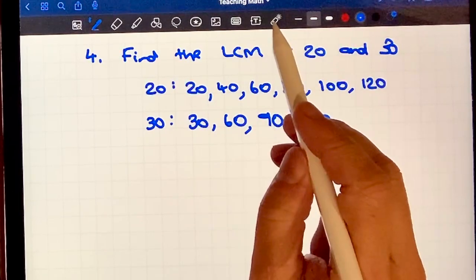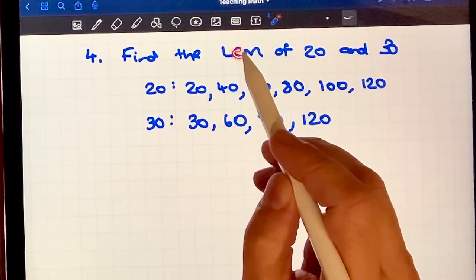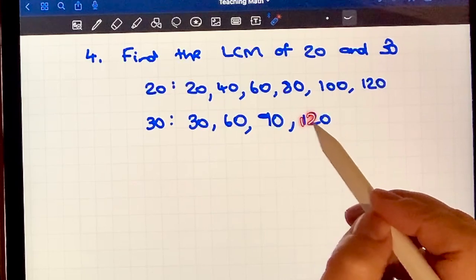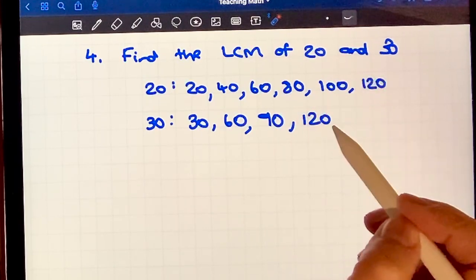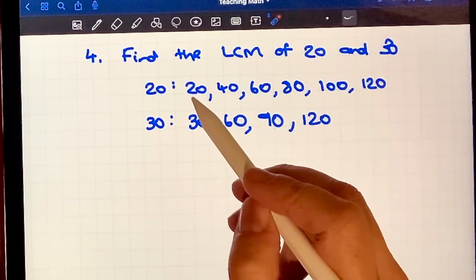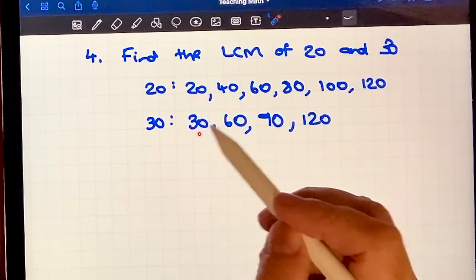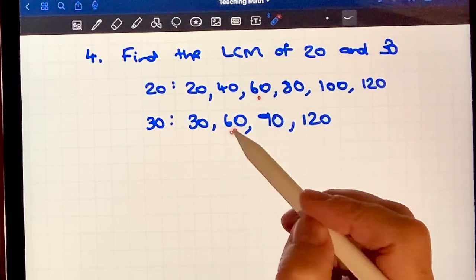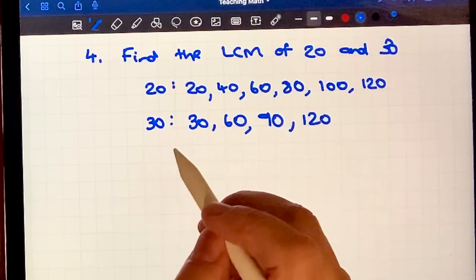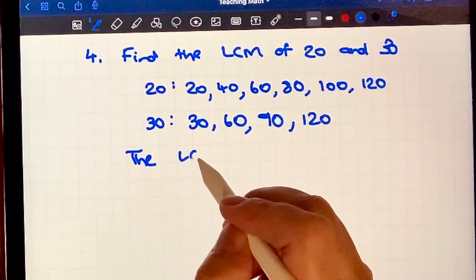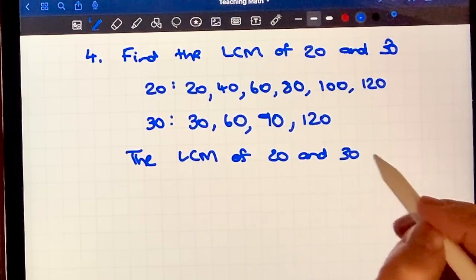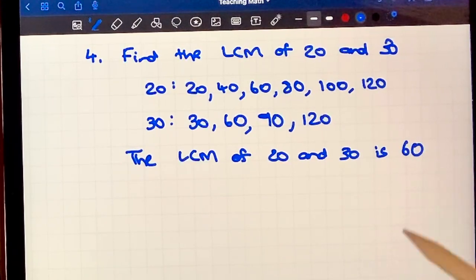120. I'm looking not just for any common multiple, but the lowest one. And although I can see that both of them have 120 in common, it's not the lowest one. So when I start from here, 20, 30, 40, 60, 60, okay, so that is the lowest common multiple. So the answer is the LCM of 20 and 30 is 60.